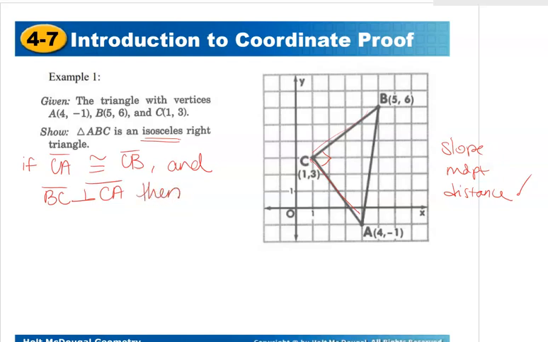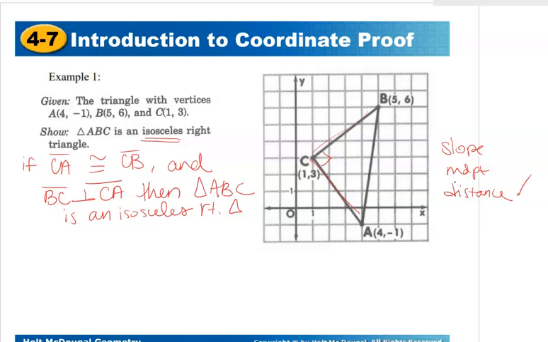So this is what we did so far. We said that if these are congruent, using the distance formula, and if these are perpendicular, that would give me an isosceles right triangle. Then triangle ABC is an isosceles right triangle. That's my if-then statement. If you're ever not sure how to get your if, just remember your three: slope, midpoint, or distance, and plan out how you're going to use those to prove this.